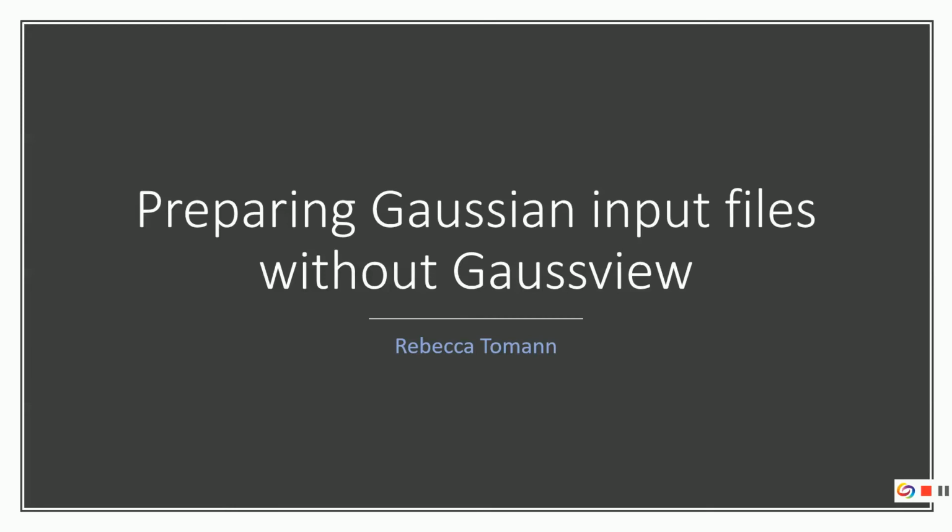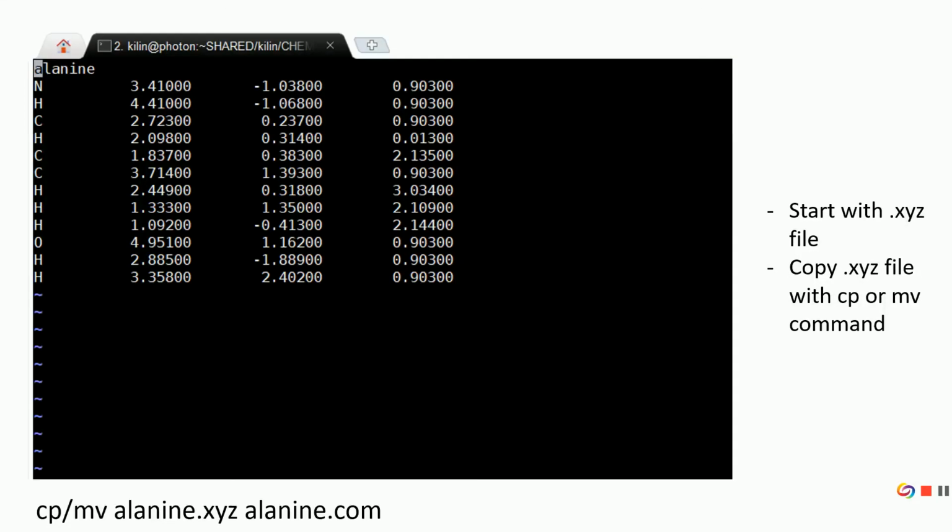Okay, so welcome to our presentation. The first part is about preparing Gaussian input files without GaussView. We start off when we have the geometry for our molecule. We typically store it in a .xyz file, and we go from that.